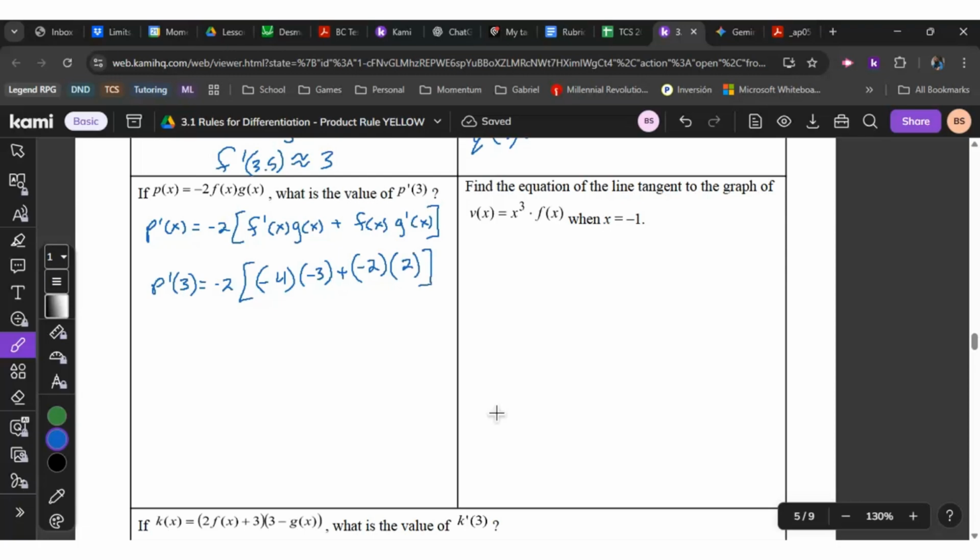All right. And then we just need to start putting that all together, right? So negative 4 times negative 3 is 12. Negative 2 times 2 is negative 4. So it's going to be negative 2 times 8, or just negative 16. So p prime of 3 is going to be negative 16. Easy enough? Not too bad?